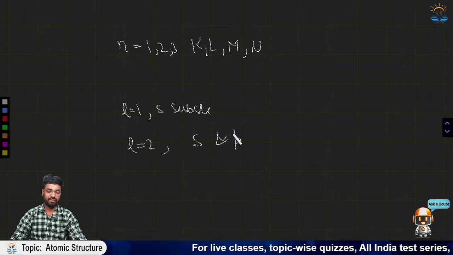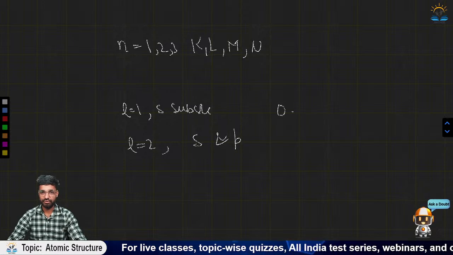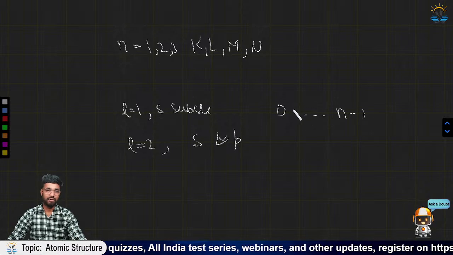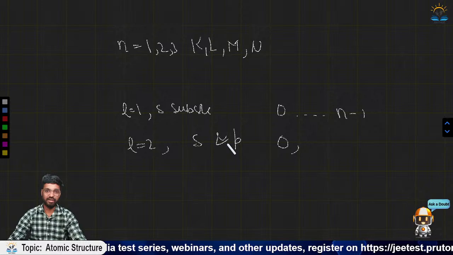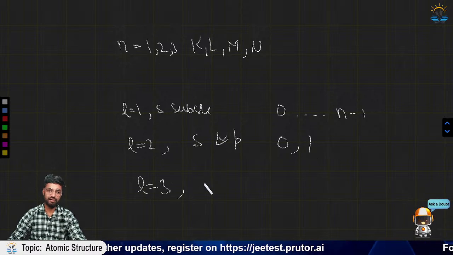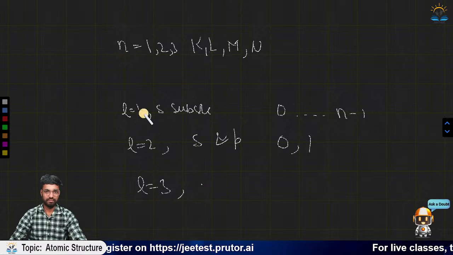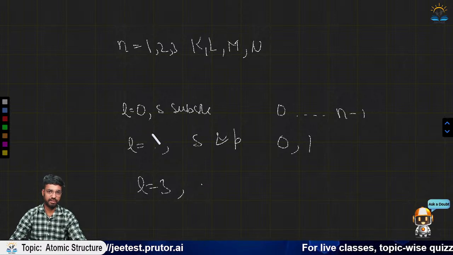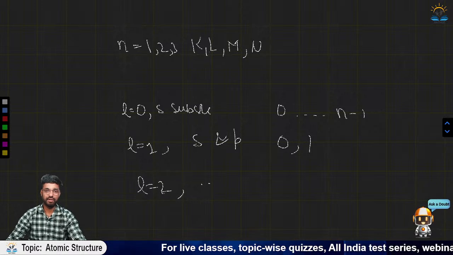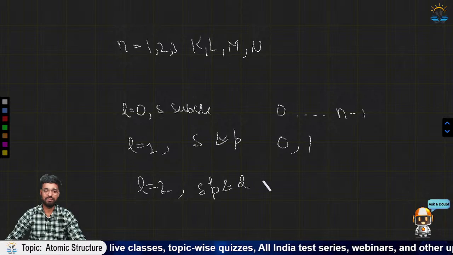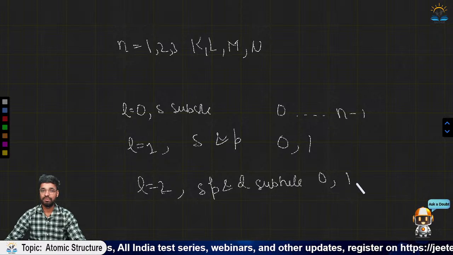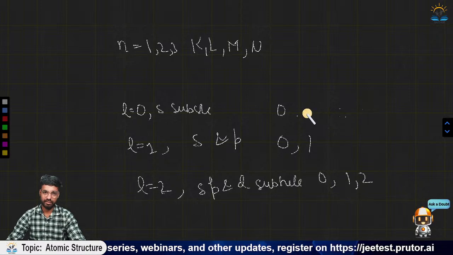And how does this vary? It varies from 0 to n minus 1. So for n equals 2, it is 0 to n minus 1, that is 2 minus 1, which is 1. For 3, we have 3. Sorry, here this is wrong. This is 1, this is 2. Okay, so S, P, and D subshells, that is 0, 1, 2. For n equals 1, it is only 0.